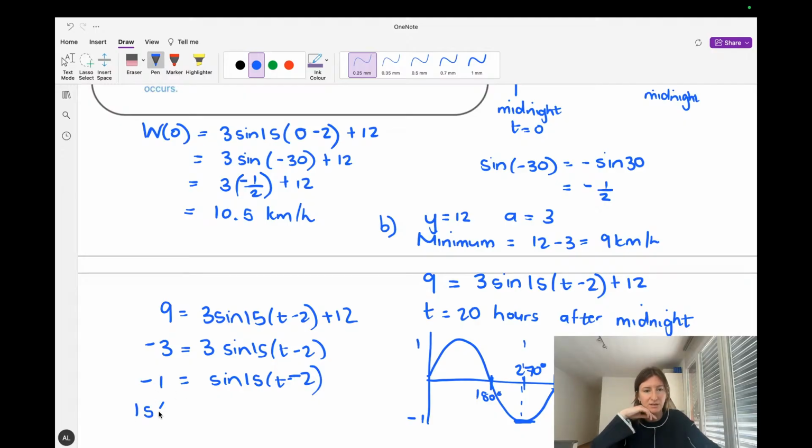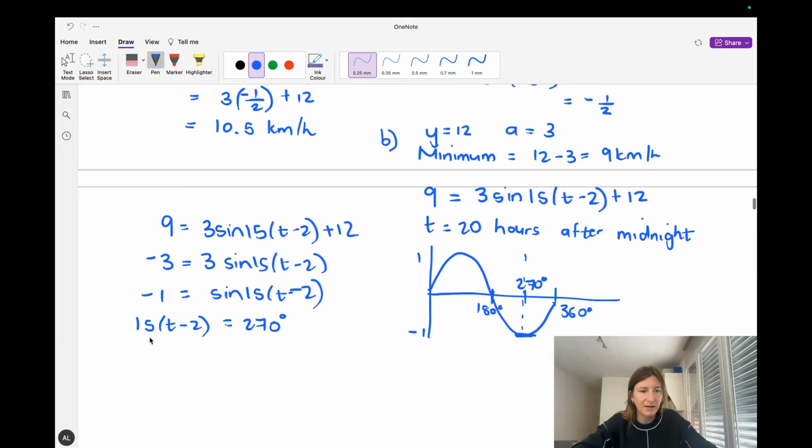So we can say 15t minus 2 is equal to 270. All right, divide by 15, t minus 2 equals 270 divided by 15, which is going to be 18. And add 2, 20, there we go, which is what we had, 20 hours after midnight.